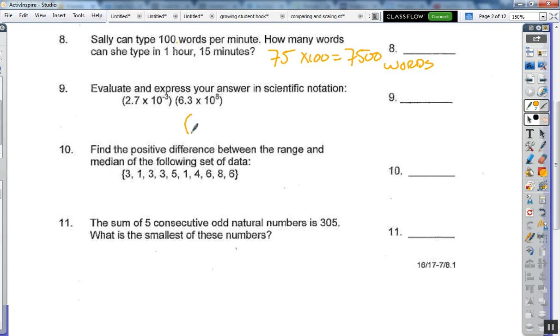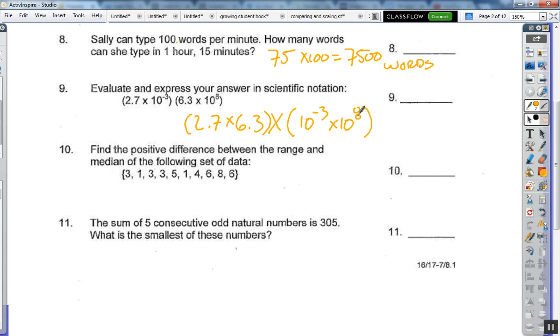So I could say 2.7 times 6.3 times 10 to the negative third times 10 to the 8th. And now it's organized in a way that's a little bit easier to understand. Well, let's deal with the exponents first. And I know that as 8th graders, you've been spending a lot of time with the rules of exponents. When you're multiplying things with the same base, you add the exponents.